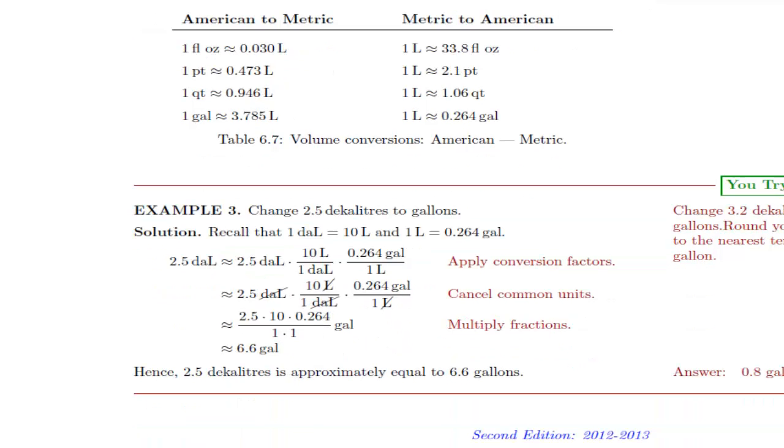Example 3. Change 2.5 deciliters to gallons. Solution. Recall that 1 deciliter equals 10 liters and 1 liter equals 0.264 gallons. So 2.5 deciliters approximately equals 2.5 deciliters times 10 liters over 1 deciliter times 0.264 gallons over 1 liter. This way the deciliters and liter units cancel, and we're left with 2.5 times 10 times 0.264 over 1 times 1 gallons, which approximately equals 6.6 gallons. Hence 2.5 deciliters is approximately equal to 6.6 gallons.